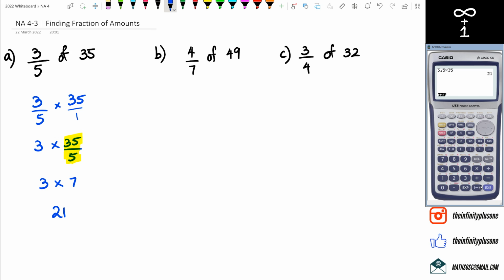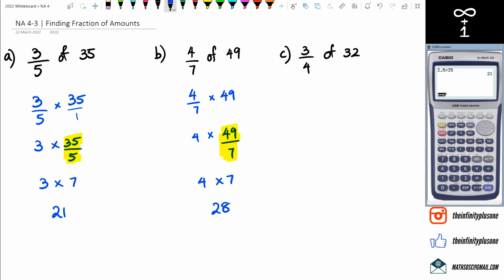All right, let's have a look at question B. What we've got here is 4/7 of 49. And I'm going to move the 7 underneath the 49, which means now I know that 49 divided by 7 is equal to 7. So I've got 4 times 7, which equals 28.